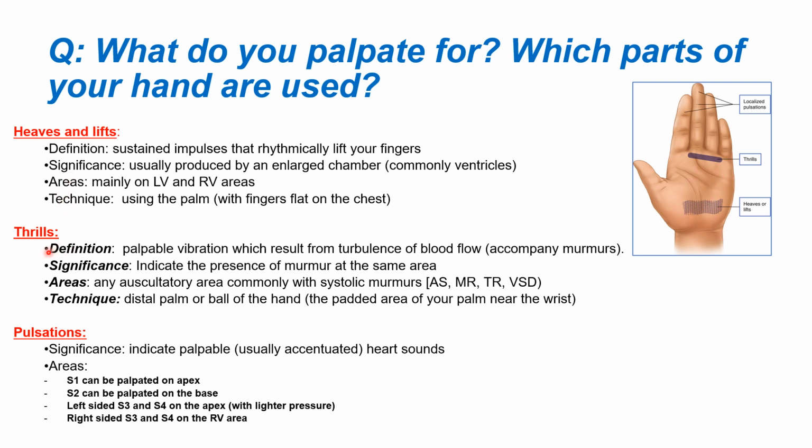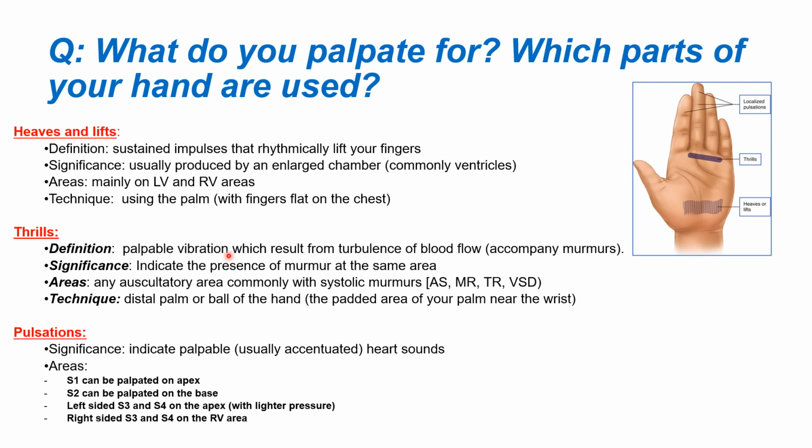The second thing is a thrill. The thrill is a vibration. It is a palpable murmur. So when turbulence occurs, turbulent flow occurs like in valve stenosis or valve regurgitation or ventricular septal defects. If this turbulence is very strong, it can be felt, not only heard by the stethoscope, but it can also be felt. And we call this thrill.